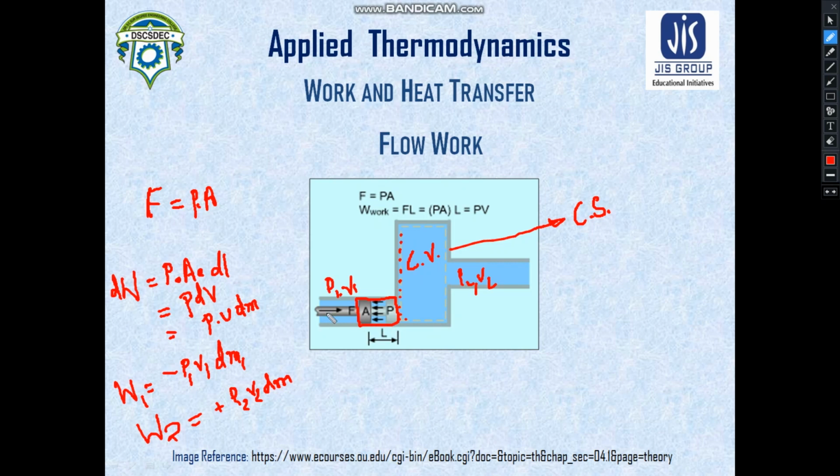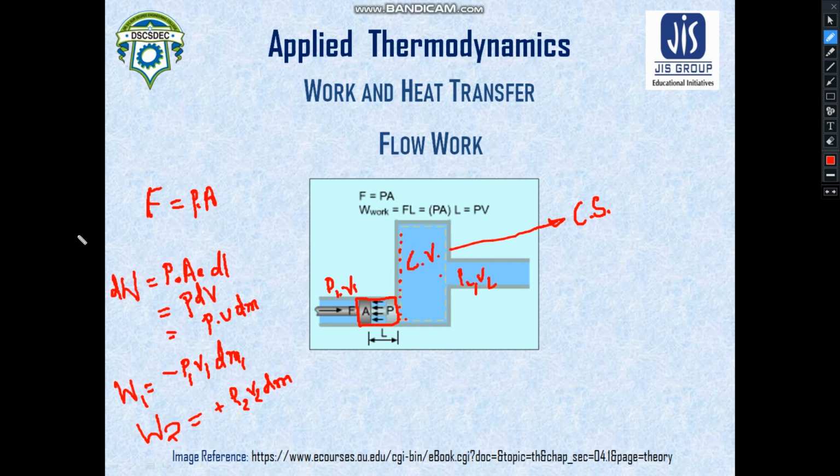At the inlet condition, the surroundings is applying force to push the fluid into the control volume. That means the surroundings is doing work on the control volume. Whereas when it is moving out of the control volume at the outlet condition, the work is done on the surroundings by the system. I hope you have understood the concept of flow work. Now I believe the concept of work transfer as a whole has been discussed, and we shall stop on work transfer.